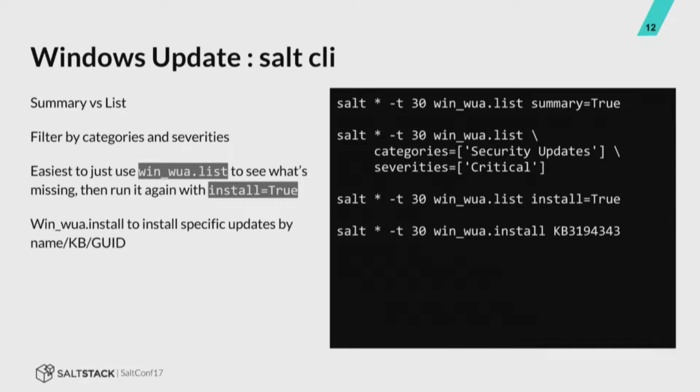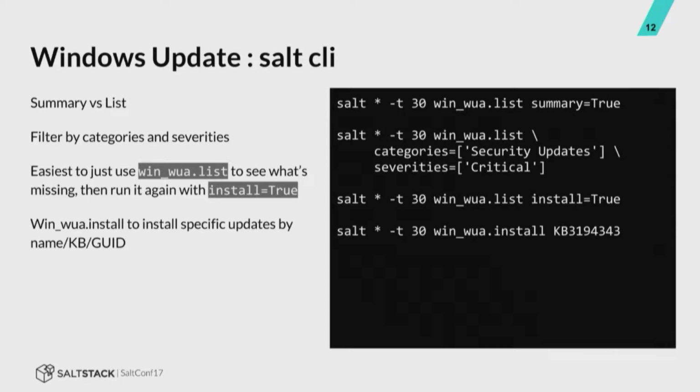So then after you do that and you know which ones you want, or if you want to just apply all of them, you can just set install equals true and run it again. And then it will just install everything that was listed in the previous run. You can add filters to this. I just want to see the security updates or the critical updates, and once you've got that list refined to what you want, then you set it to install equals true, and then it'll go.